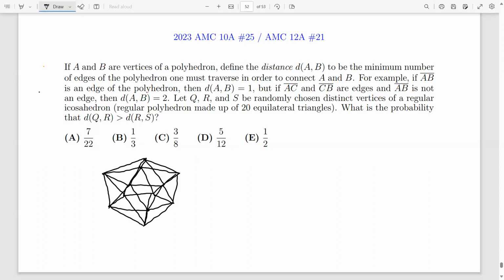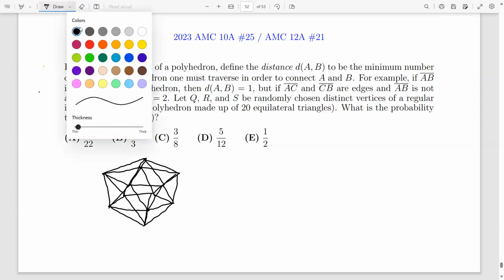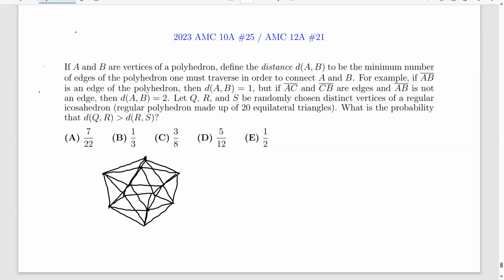So the main reason why we drew it this way is so that we can now determine all the distances from one particular vertex. Specifically, we're going to fix this top vertex as R. The reason we're doing this is because we're comparing the distance between R and Q and R and S. So if we fix one of the vertices as R, then we can essentially reduce the problem to saying, what's the probability that Q is further than S?